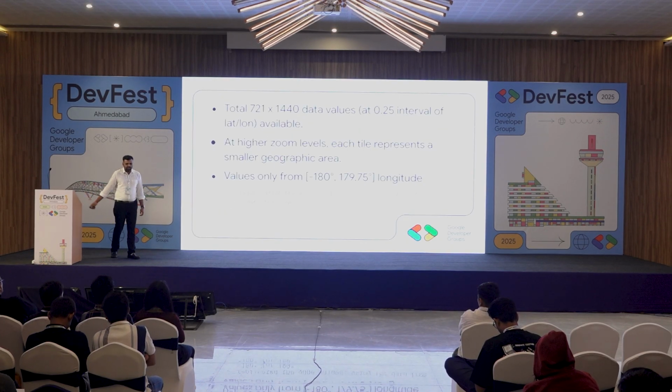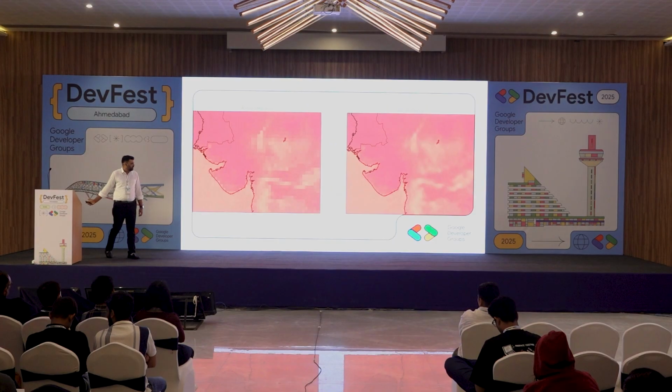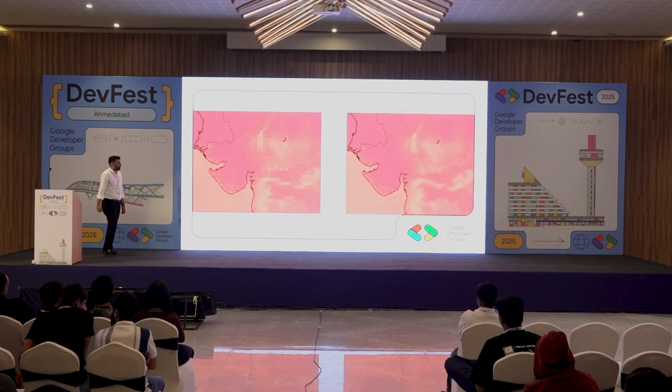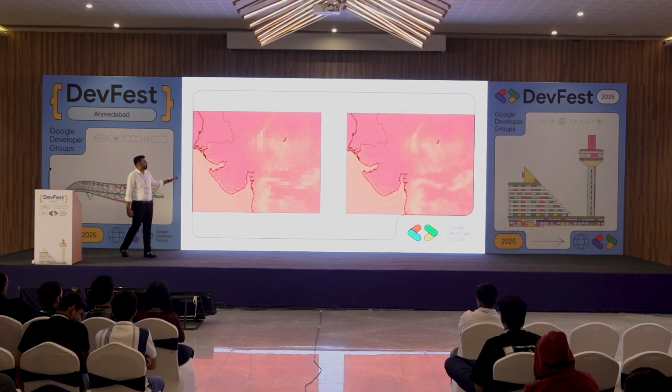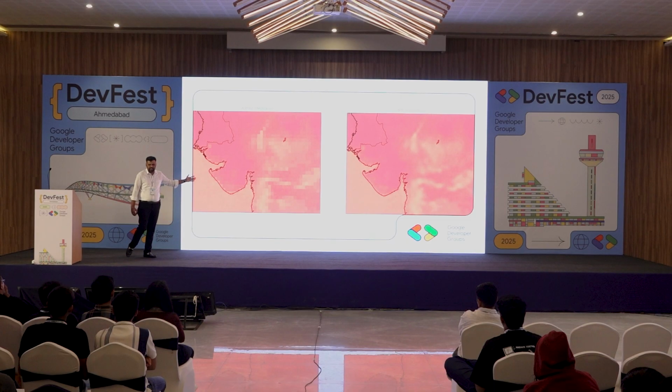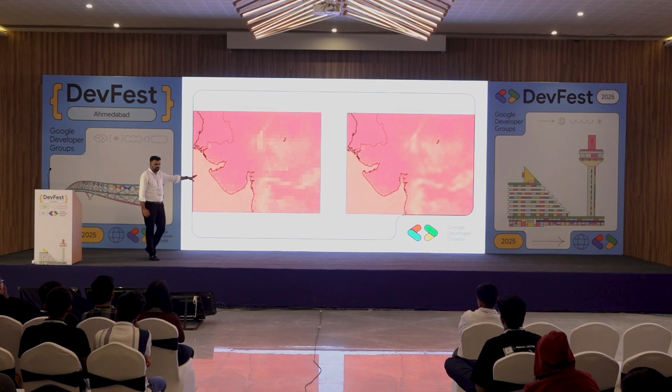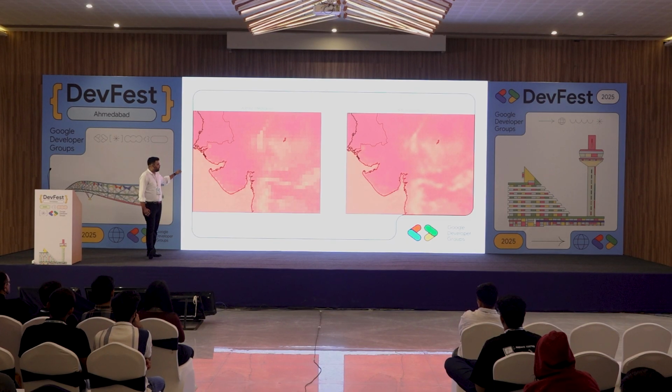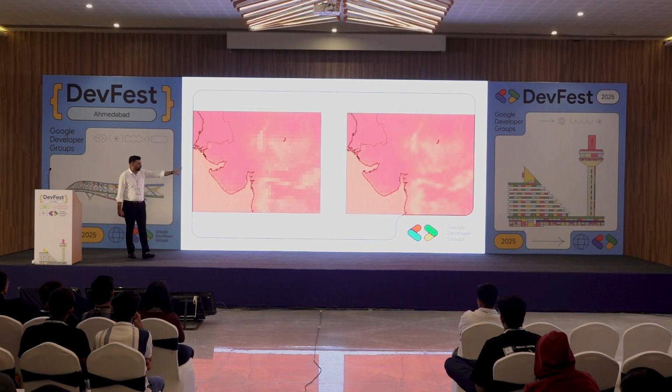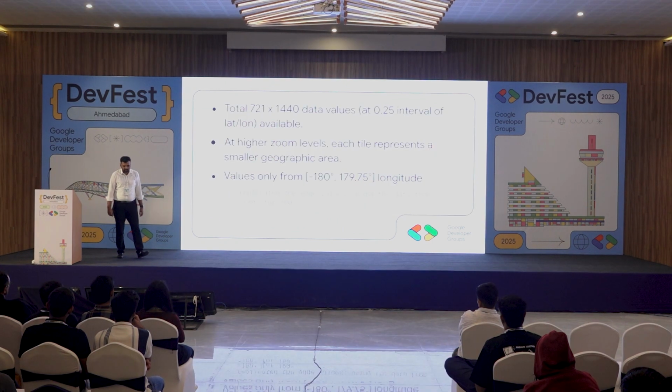So now I talked about the interpolation. Before interpolation, the image will look something like this, which is pixelated. To smooth that out, we are using the interpolation.